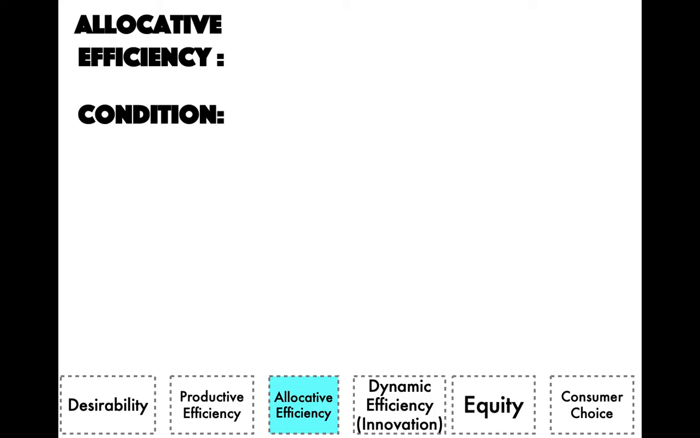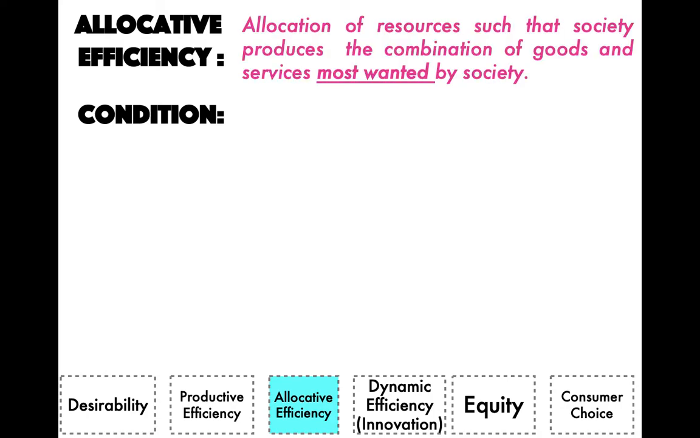Well, we look at the way resources are allocated in the society or economy. Allocation of resources must be in a way such that the society produces the combination of goods and services which is most wanted by the society. And how do we know that if allocative efficiency is achieved? Well, we look at whether the price charged in a certain market or industry is equivalent to the marginal cost of production, MC. So we look at one rule of thumb, which is price equals to MC.